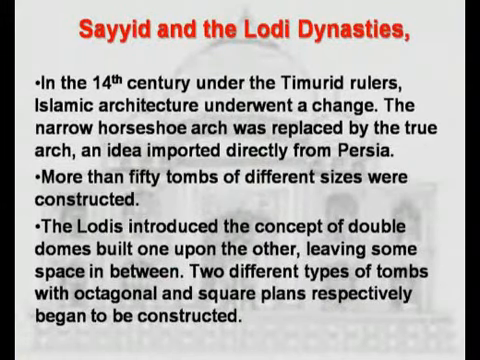During the Sayyids and the Lodis, more than 50 tombs of different sizes were constructed. Lodis introduced the concept of double domes built one upon the other, leaving some space in between. Two different types of tombs with octagonal and square plans respectively began to be constructed. Tombs of Mubarak Sayyid, Muhammad Sayyid, Sikandar Lodi are all of octagonal type.